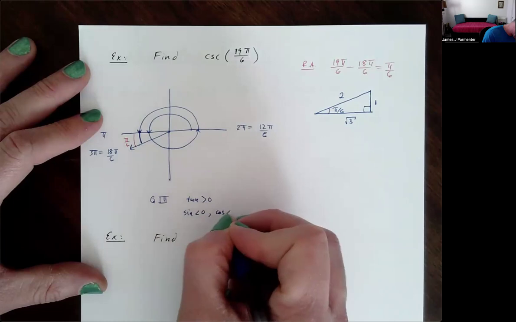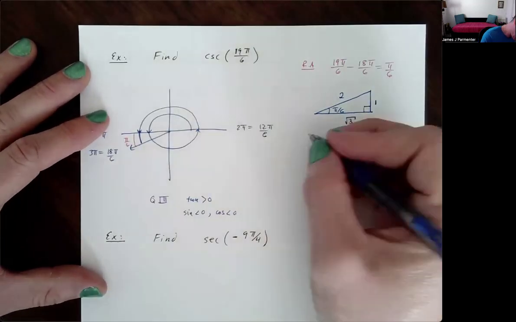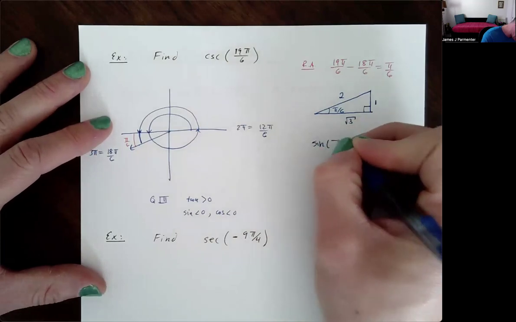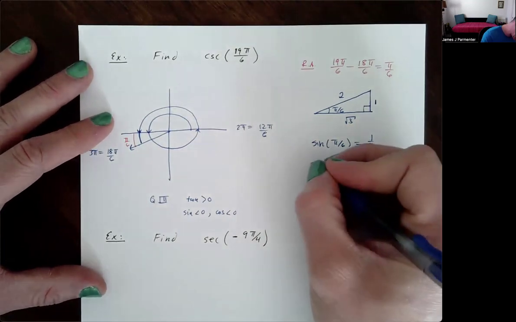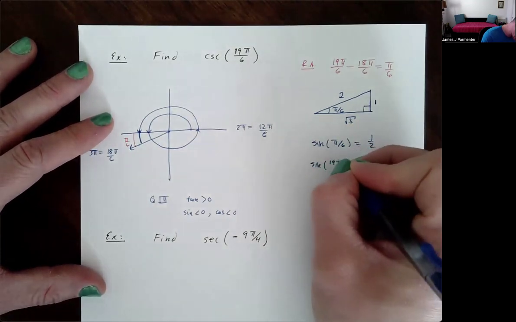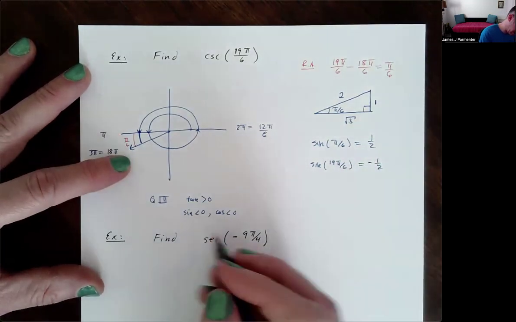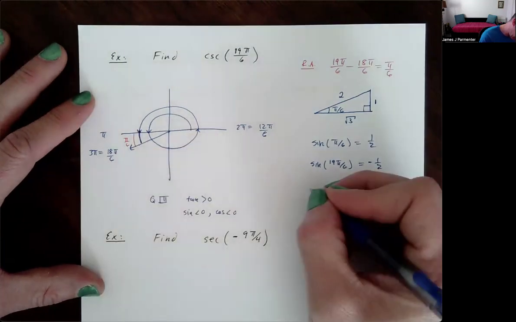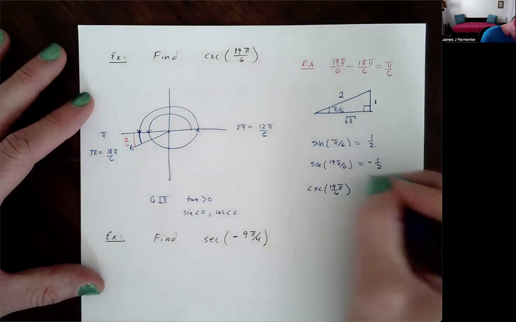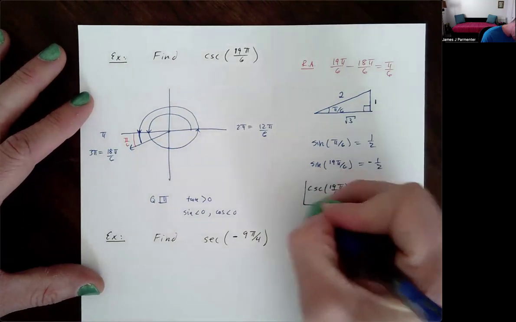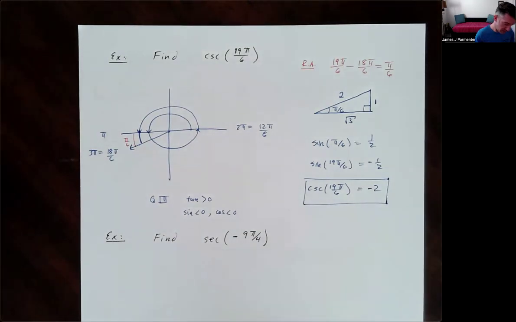Cosecant is the reciprocal of sine, so here's what I would write. I know that sine of pi over 6 is equal to 1/2. So then I know that sine of 19 pi over 6 is equal to negative 1/2, because sine is negative in quadrant 3, and my angle terminates in quadrant 3. And finally, cosecant of 19 pi over 6 is going to be the reciprocal of that, which is negative 2 over 1. That's the whole deal.